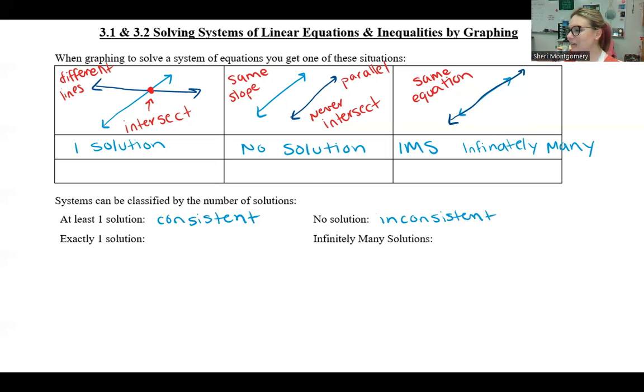When you have exactly one solution, so you got two different lines and you get exactly one solution, those lines are independent of each other. So we would say if you have exactly one solution, you're independent. If you have infinitely many solutions, that means you are the same line. You are dependent.